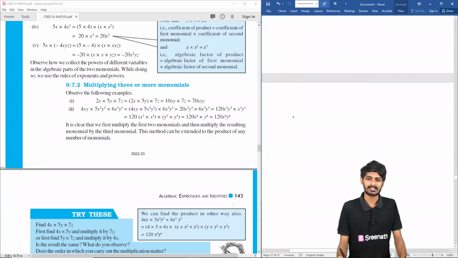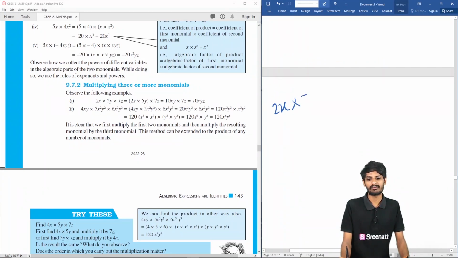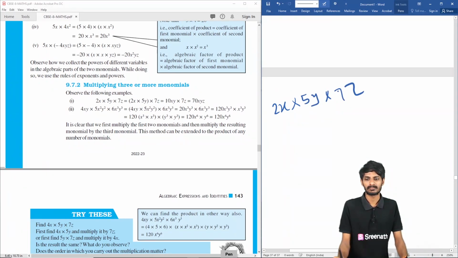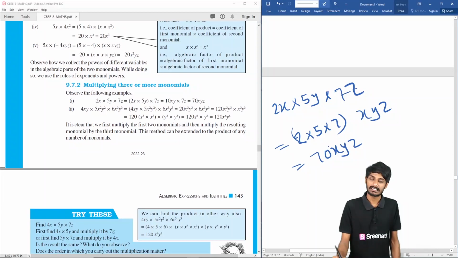What is the other method? It is so simple, and it is confusing also. 2x into 5y into 7z. So what you have to do is, first take all the numbers, that is 2 into 5 into 7, and write all the remaining variables, that is x into y into z. So 5 2s are 10 and 10 7s are 70, so it is 70xyz. It is simple, but at the same time it requires more mental ability to do fast calculations. So that is the case, students.